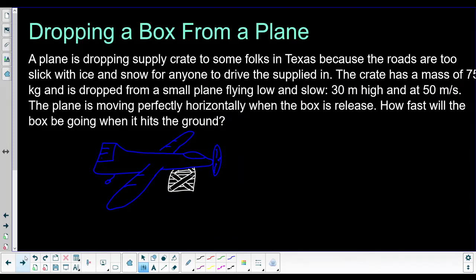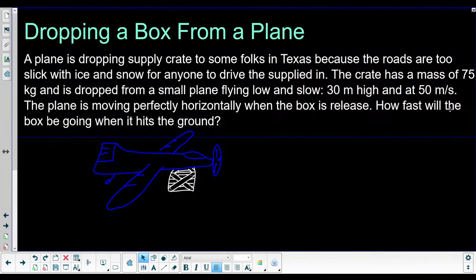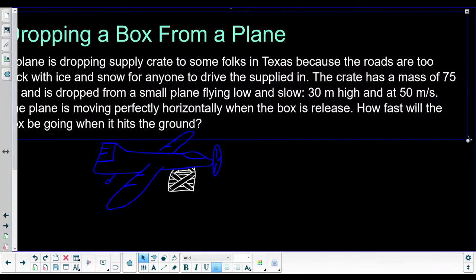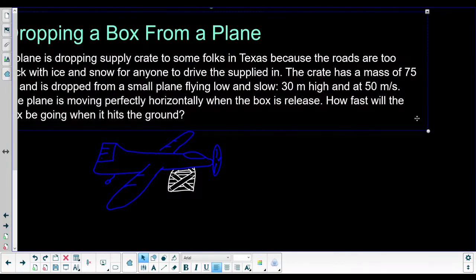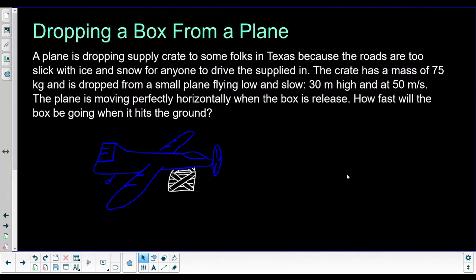Okay. So now we have a plane dropping a supply crate to some folks in Texas because the roads are too slick with ice. Somehow this got a little funky on me. There we go. The roads are too slick with ice.